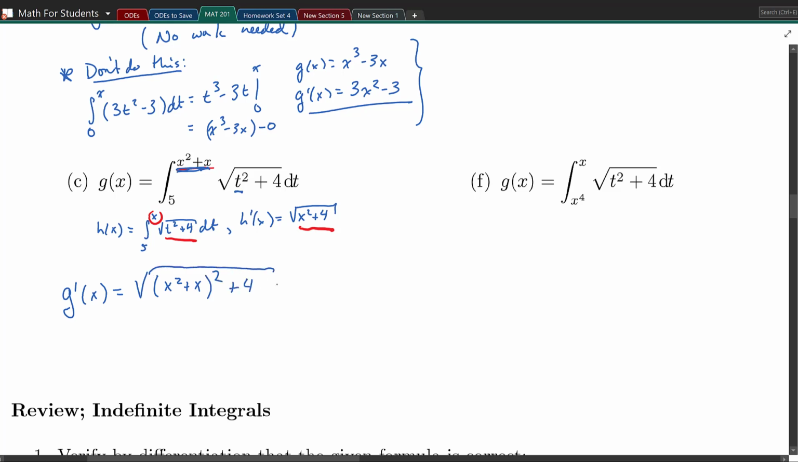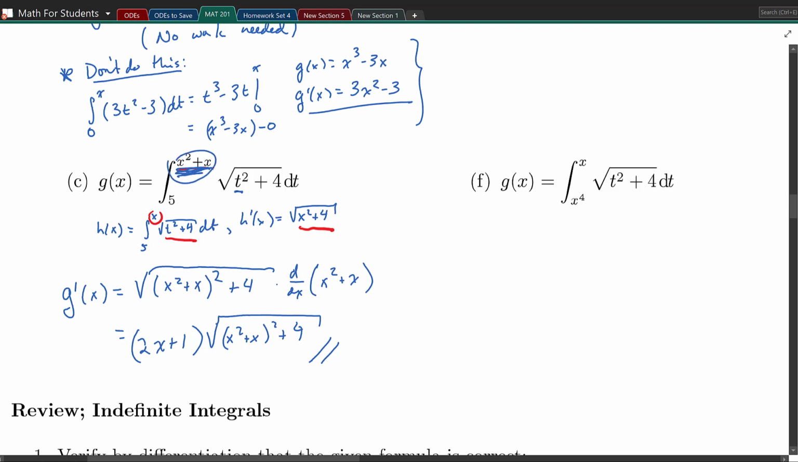plus 4. But here's the rub. Because this expression up here was more complicated than just an x, I need to, by the chain rule, multiply by the derivative of that expression. And so bringing that derivative out front, we get 2x plus 1 times the square root of x squared plus x, quantity squared, plus 4. Okay. So this really was, again, just an application of the fundamental theorem of calculus. The difference is that I replaced the t with the upper limit of integration, but I had to perform a chain rule on this.